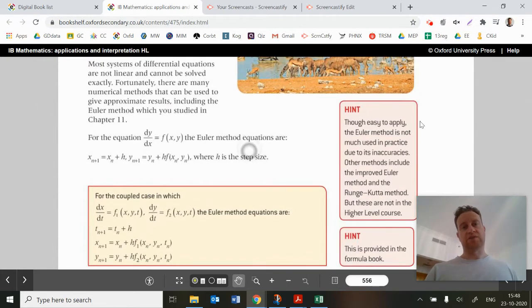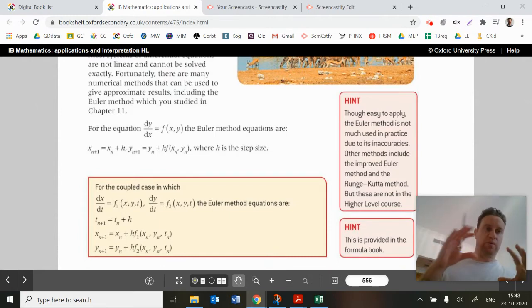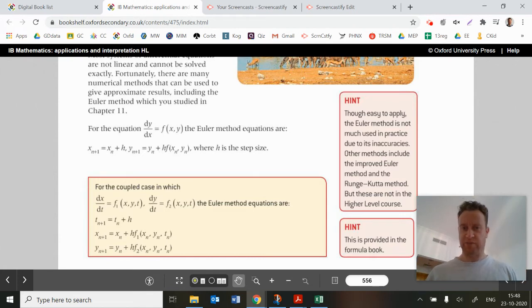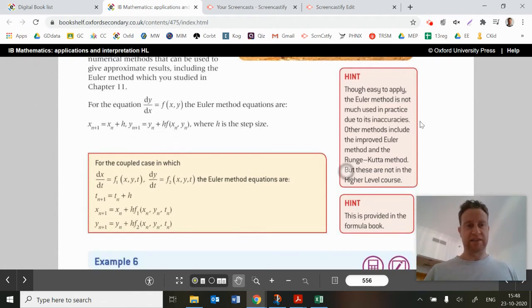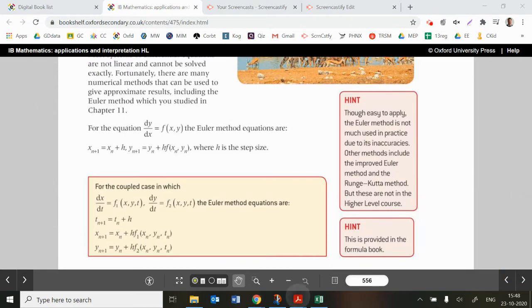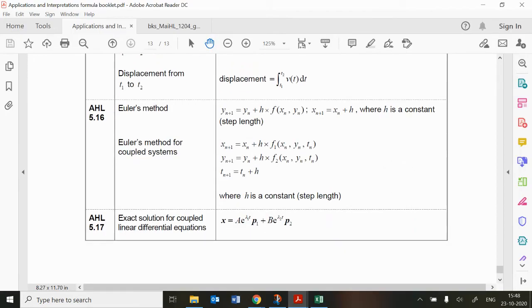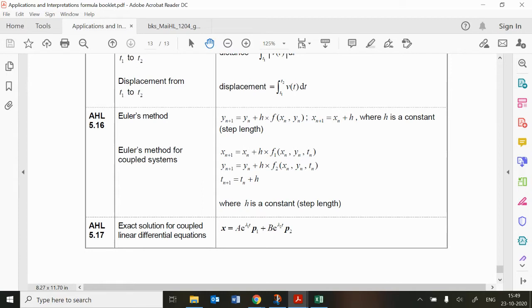Now, let's go back to Euler's method just to recap how that practically worked. So a bit of theory there, and then let's look at the particular example as well. It's worth noting that this is almost the last thing in the formula booklet. So I'm going to take it from here. We had Euler's method here, and then we had Euler's method for coupled systems, which is what we're dealing with now. So it's just going to be this. In fact, this is really not that difficult. It's just number crunching and being able to use your calculator. So let's have a little look.